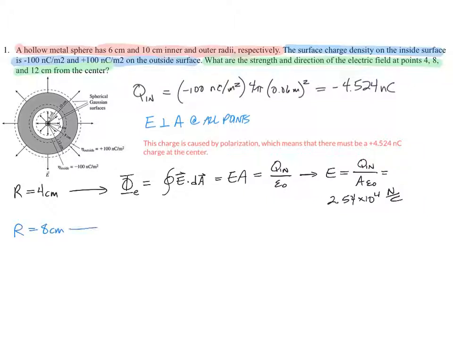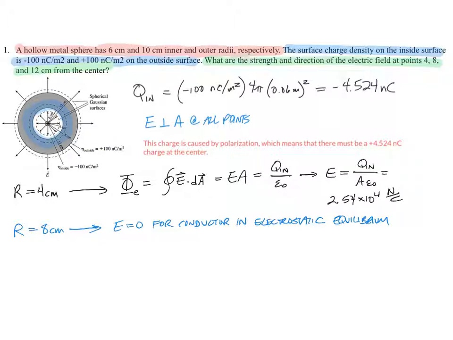What about at 8 centimeters? Well, at 8 centimeters, if we pay close attention here, we're now on the inside of the conductor, and the electric field is just zero for a conductor in electrostatic equilibrium. It just can't be any other way. And we'll be reinforcing that over and over again as we move forward, especially into circuits. All right, so we have that.